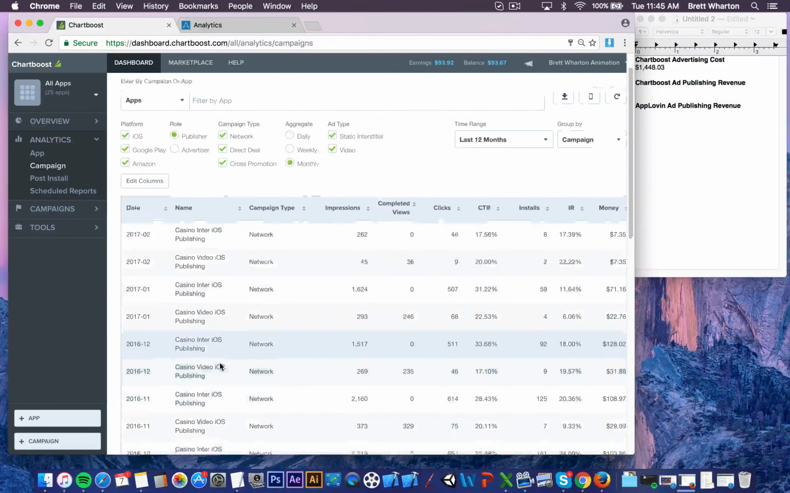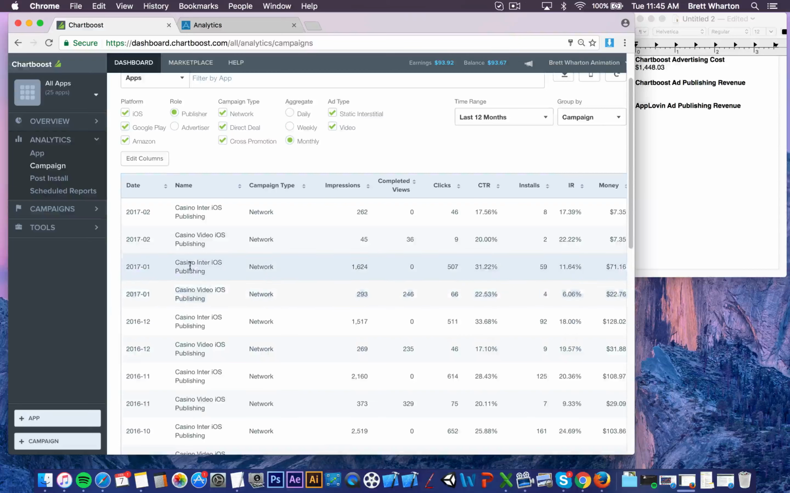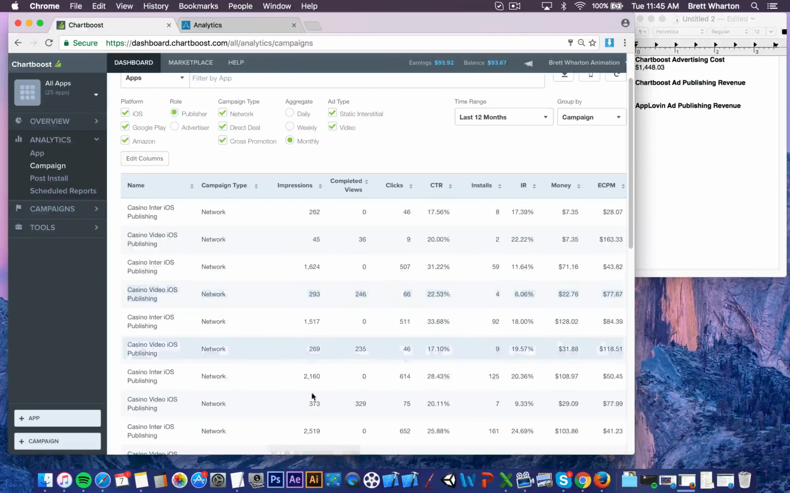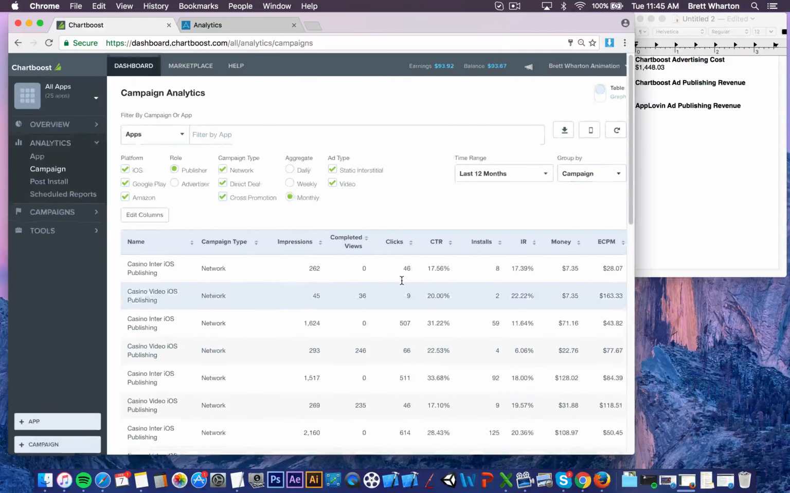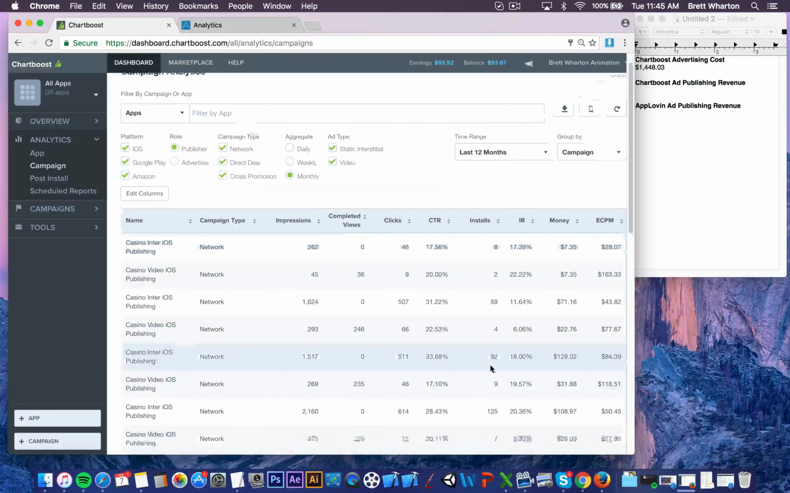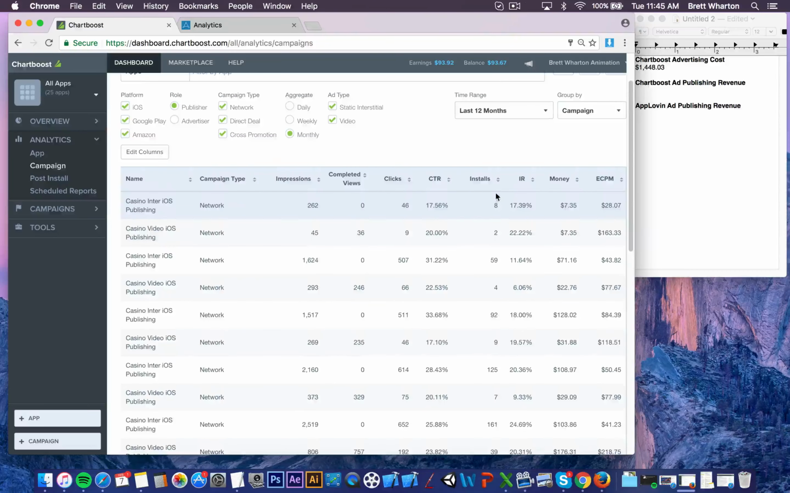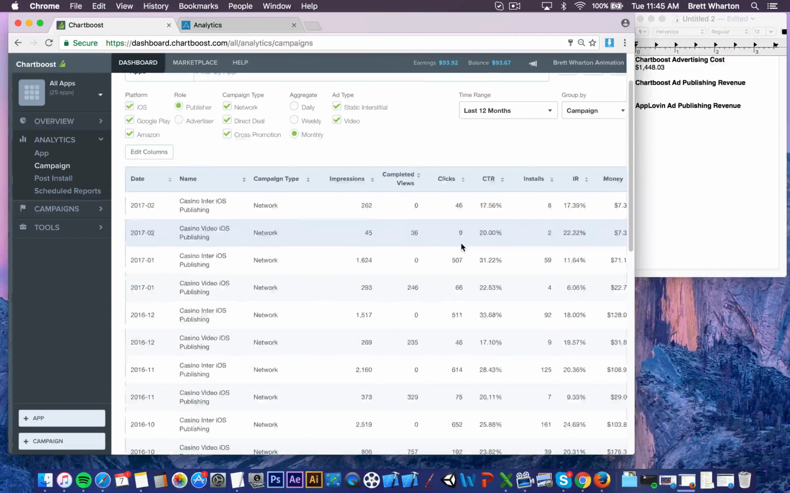As you can see, I've got a video publishing campaign and an interstitial publishing campaign. I'm generating many thousands of impressions, hundreds or thousands of clicks here. And I'm getting paid based on the eCPM. And as you can see, I have eCPMs that are in the hundreds of dollars. But anyway, I'll focus on the high level.